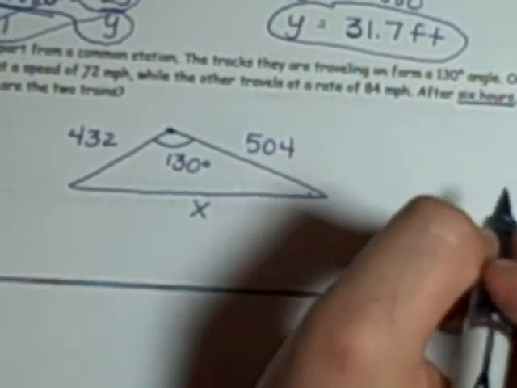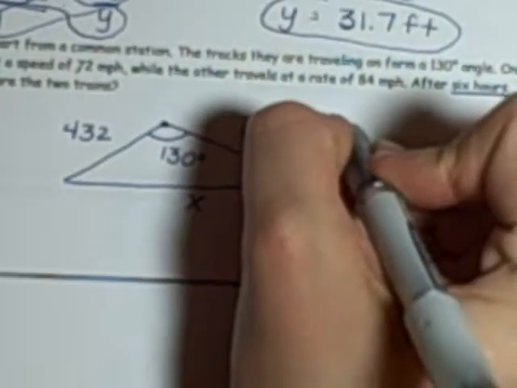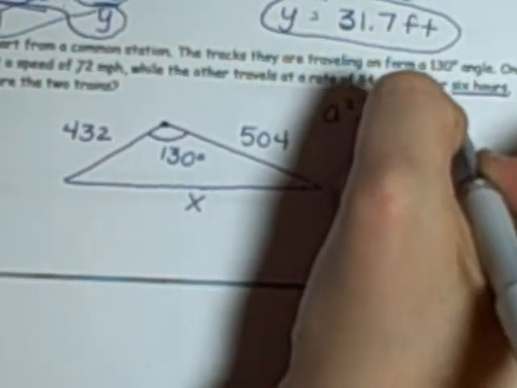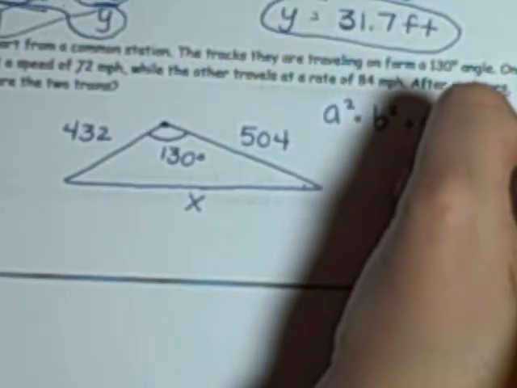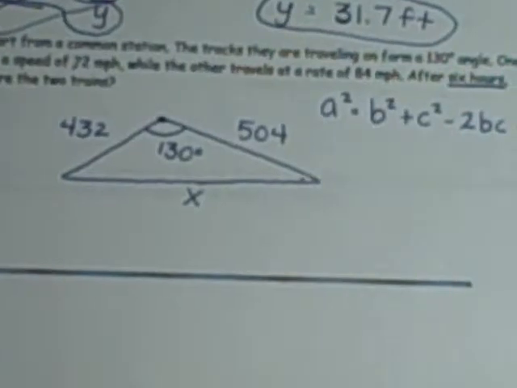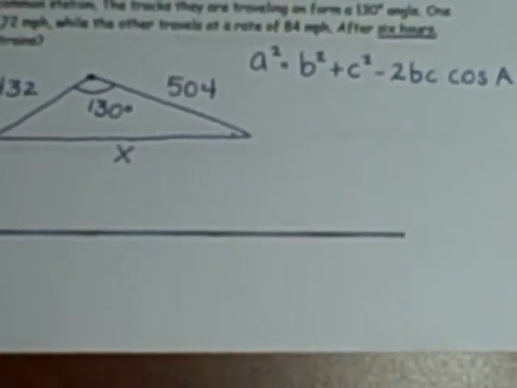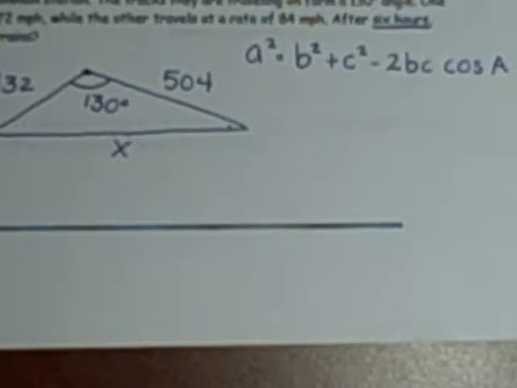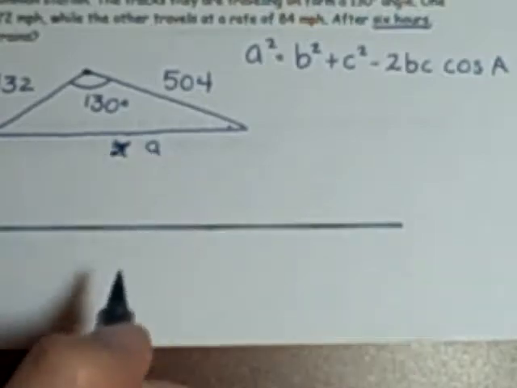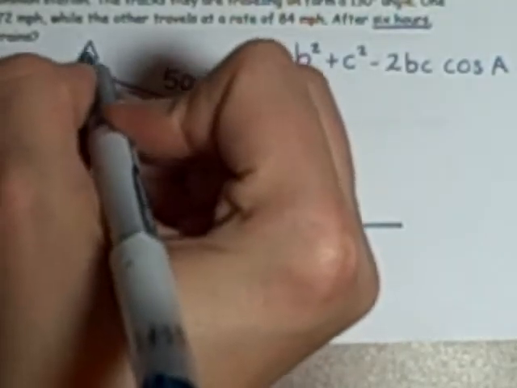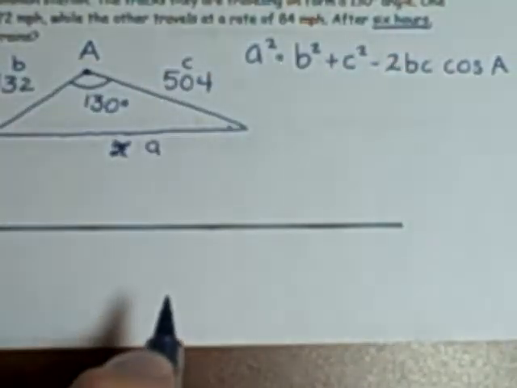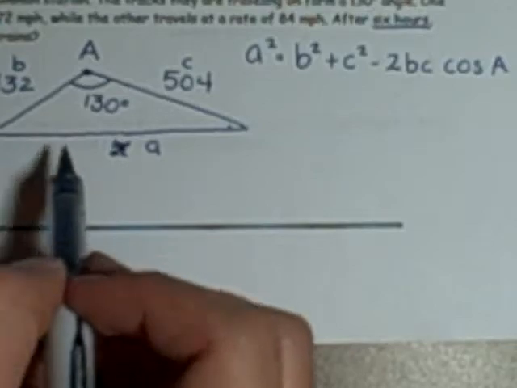Again, my formula for law of cosines looks like this. A squared equals b squared plus c squared minus 2bc cosine of A. And we want to label whatever we're looking for as A. So this x here, I'm really going to call that side A, which makes this 130 degrees angle A. And then the 432 and the 504 become your B and C. And it doesn't matter which is which.